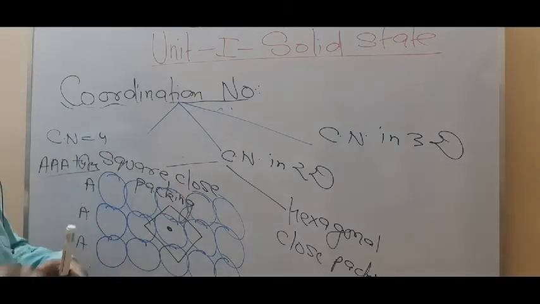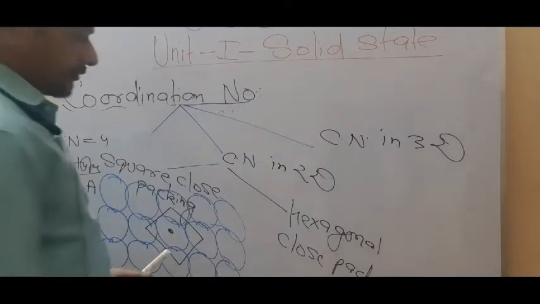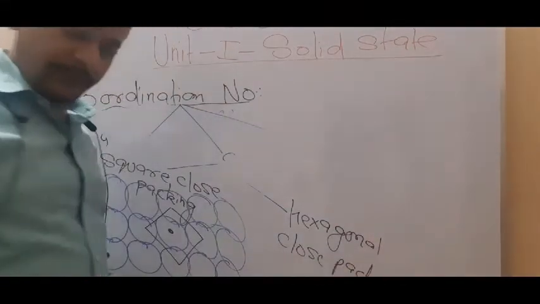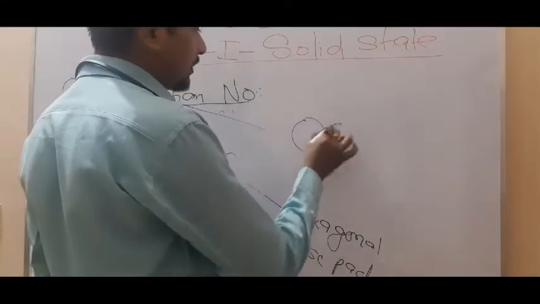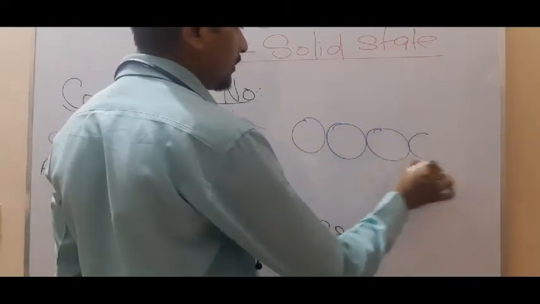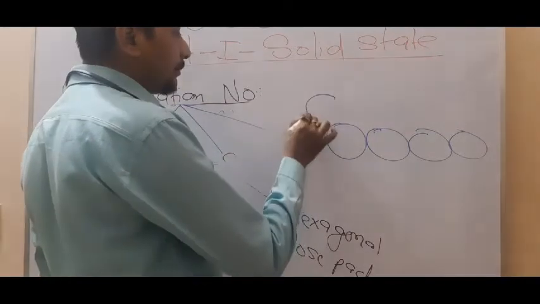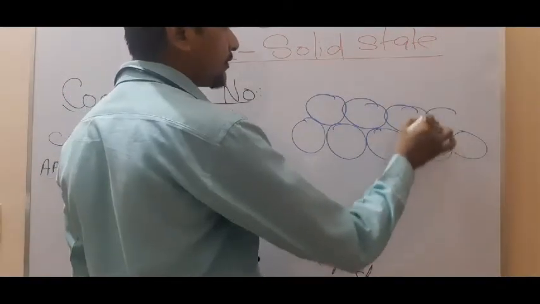Now let us focus on hexagonal close packing. How can we draw the structure of hexagonal close packing? Look here, what happens. You draw circles like this, touching each other. The second layer of circles is placed in the depressions of the circles of the first layer, like this.